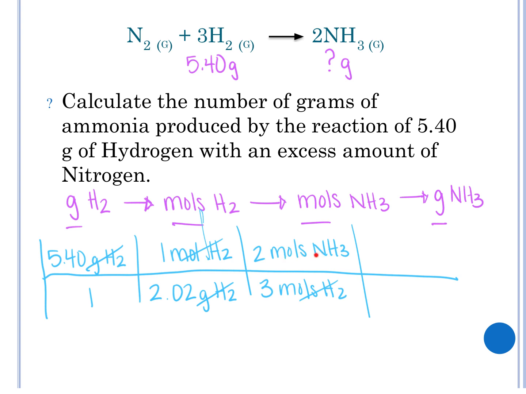So moles of ammonia is up top. So what unit has to go on the bottom? Okay, and molar mass is always 1 mole. So then for every 1 mole of NH3, how many grams does it weigh? Okay, so we get 17.04 grams.